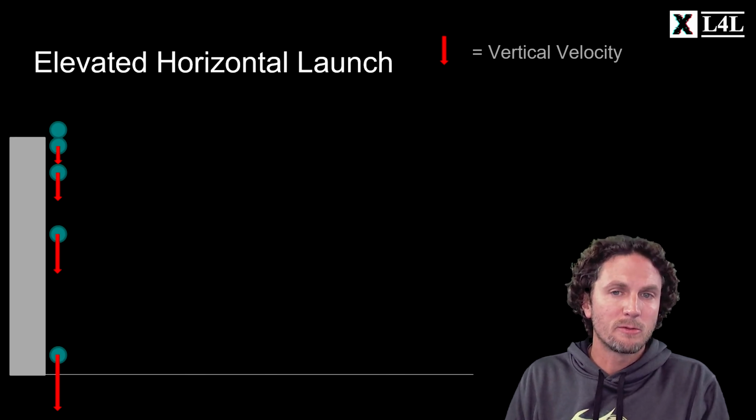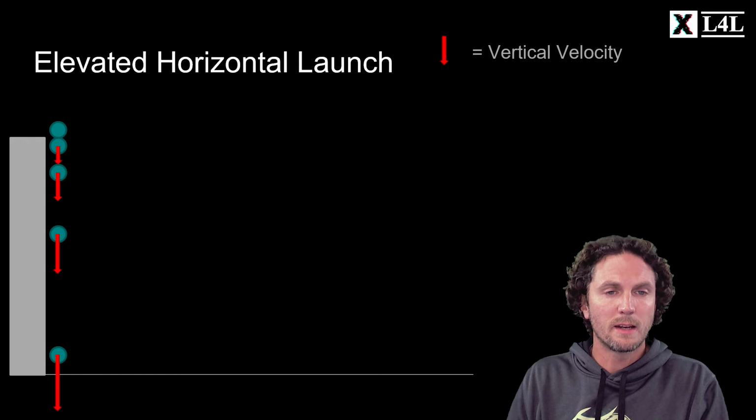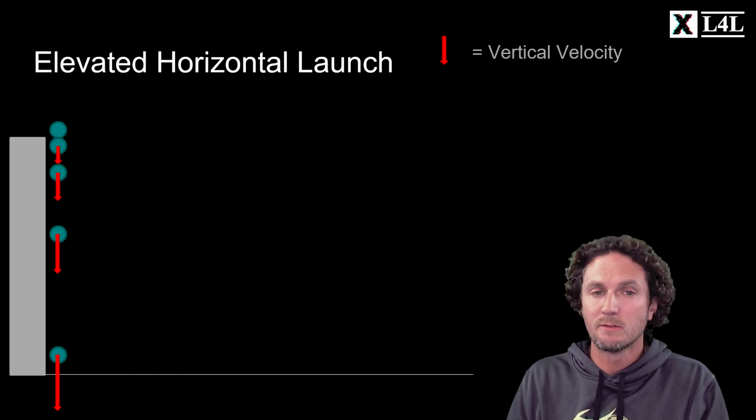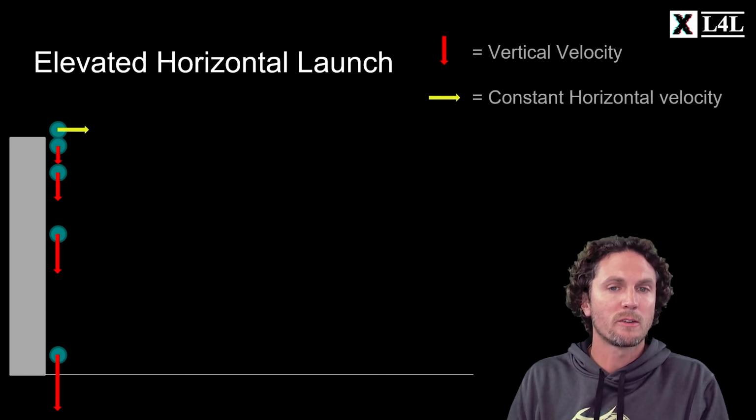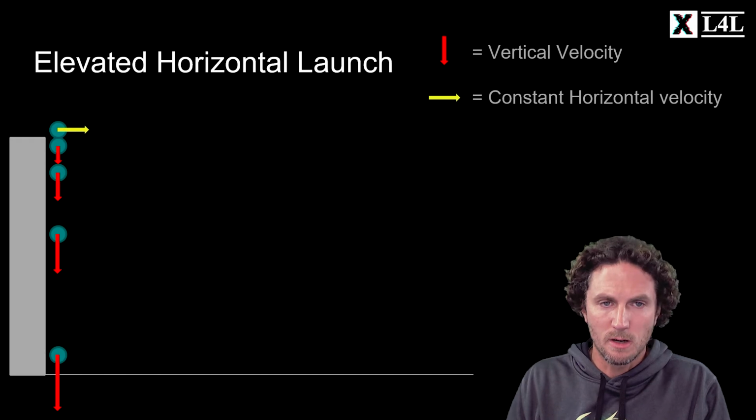Now I've indicated the vertical velocity vector here with red, and as you can see, as time goes by, the ball continues to gain velocity in the negative direction, gaining speed as it moves down because it's accelerating straight down towards the center of the Earth. Well, now we're just going to add a horizontal component to that. So the initial vertical velocity of that ball when it was dropped was 0.